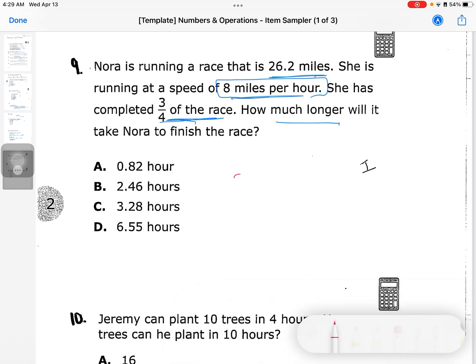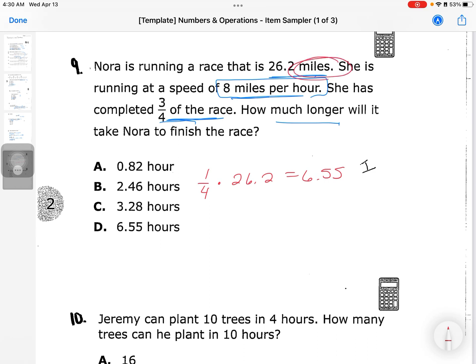Well, I would take 26.2 and I want to find 1/4 of it. So I'm going to do 1/4 of 26.2. And I will find out that she has 6.55 left. But we were finding 1/4 of the 26.2 miles. So she has 6.55 or 6 55/100 miles left. Not hours, so it's not going to be D.